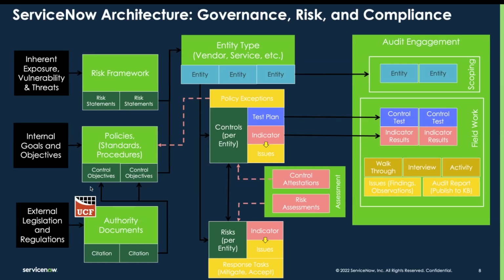However, these three all do interact with each other, and they interact with each other through these entity types right here. So our entity types are going to be how we categorize our risk policies and controls across the Now platform. So we can connect our different entity types through things like our CMDB or configuration management database. In this way, I can have specific risks tied to things like specific assets, business applications, business services, etc.